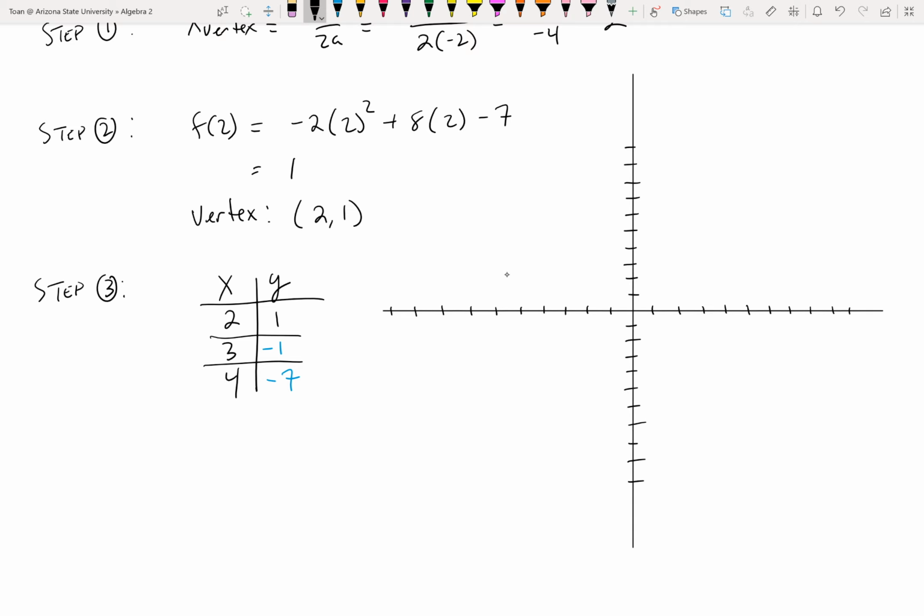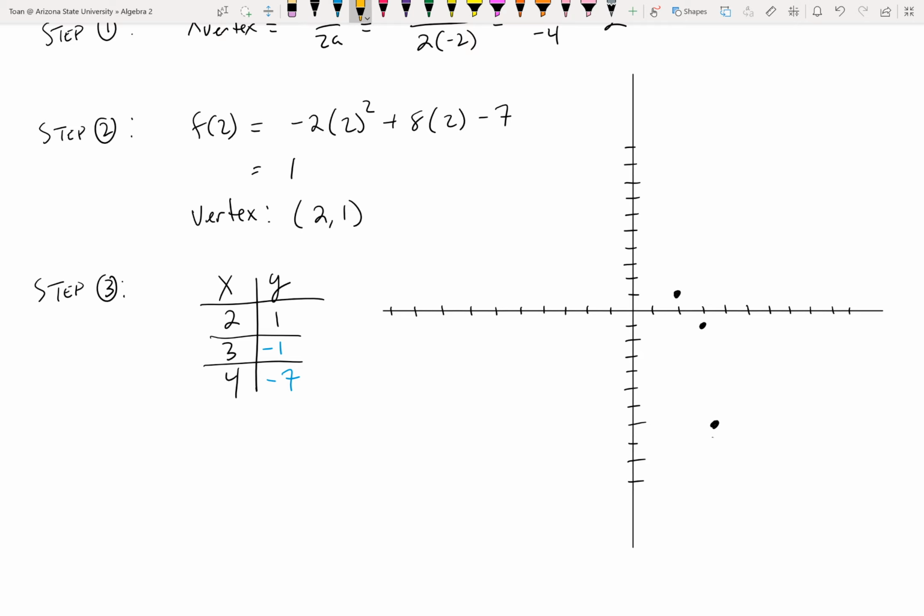And just plot it. So my vertex is at 2, 1. 3, negative 1 is my next point. And 4, negative 7, which is right here. Okay. Now this doesn't look like a U shape, but that's what step 4 is all about.